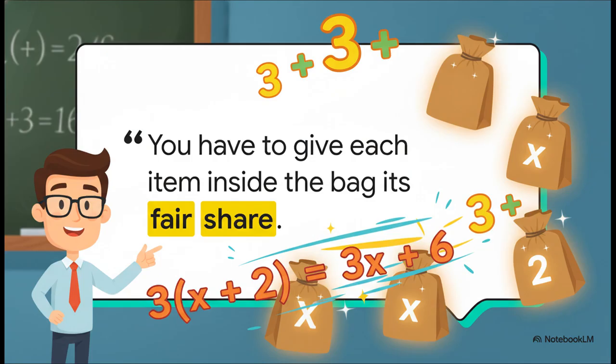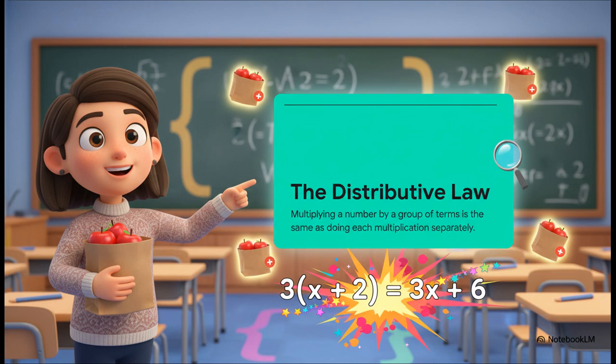Just think about it for a second. If you only multiplied the 3 by the x, that 2 would be totally left out, right? That's not fair. To get the right answer, every single thing inside that group has to get its fair share of what's on the outside. And you know what? This rule of fairness actually has a fancy official name. It's called the distributive law.